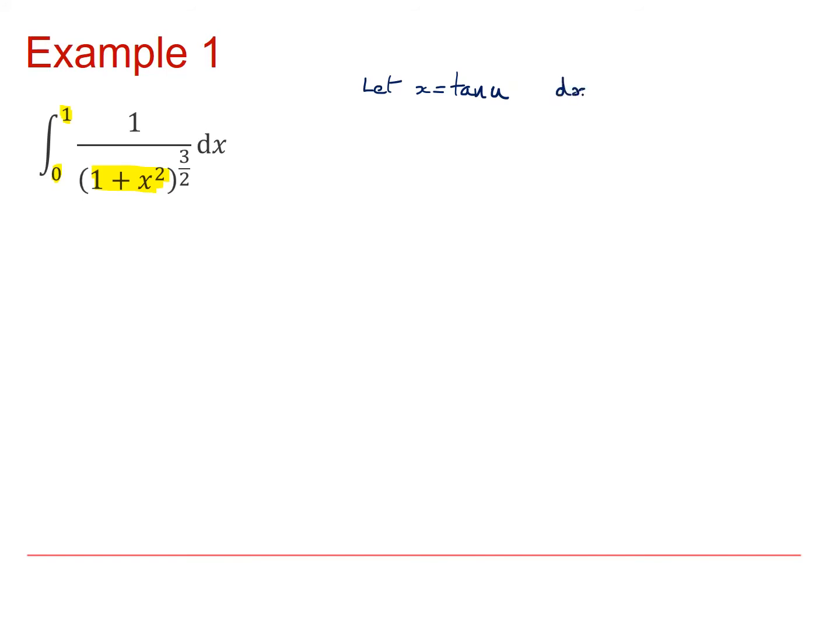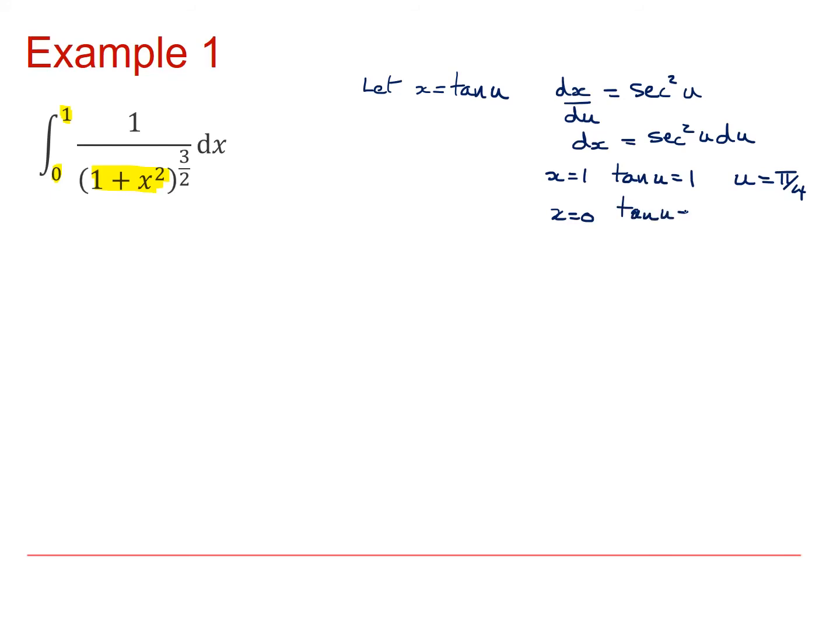So that means that dx by du is equal to sec squared u. And therefore, when I do the substitution, I will replace dx with sec squared u du. Now I need to think about the limits. So if x is equal to 1, then tan u is equal to 1, and so u is pi by 4. And if x equals 0, tan u is equal to 0, so u is equal to 0.